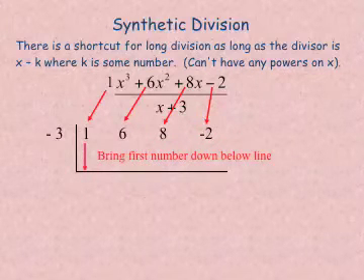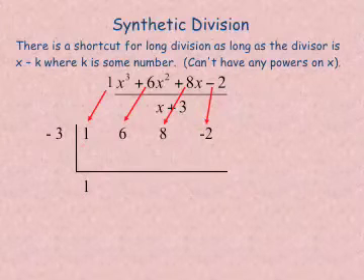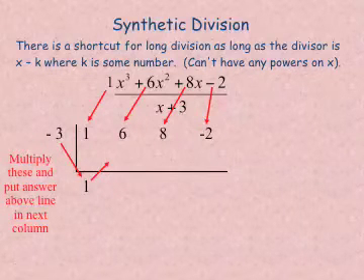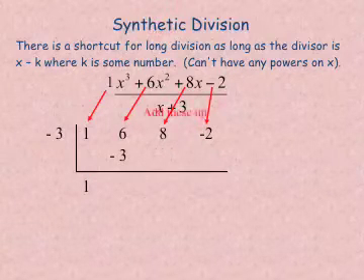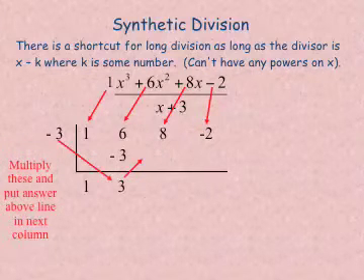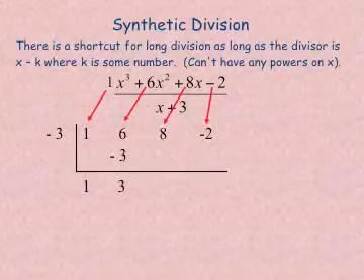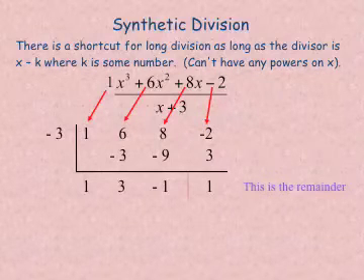Then we'll bring down the first number and multiply and place our solution in the next column. Then we'll add and repeat. Multiply, and place our solution in the next column, add, and repeat. Now I've separated this last number because this is the remainder. Now we'll build our answer.